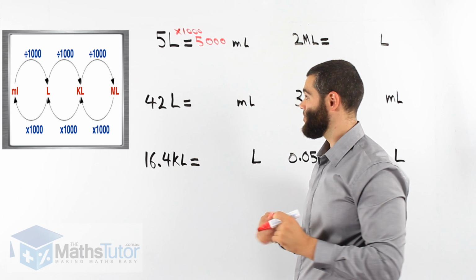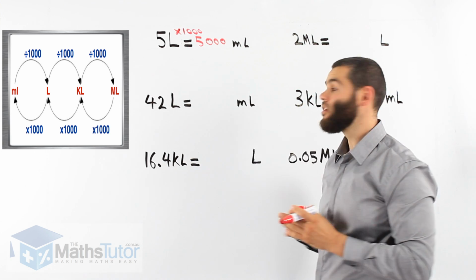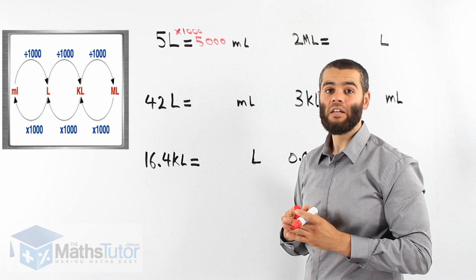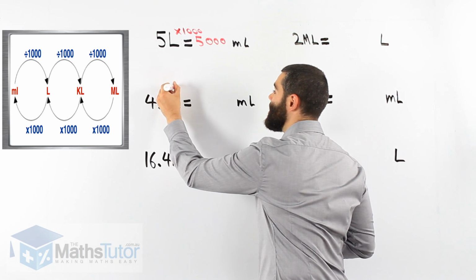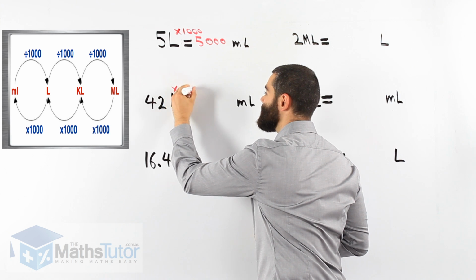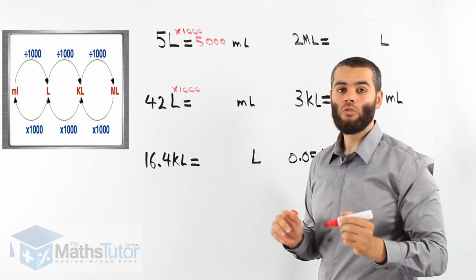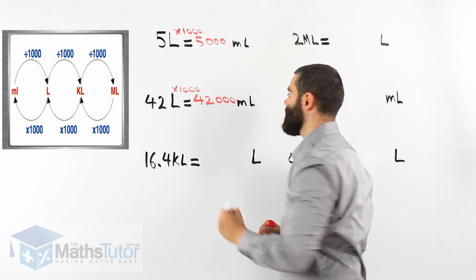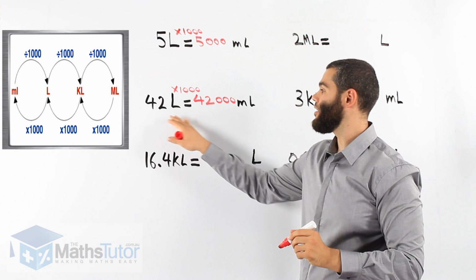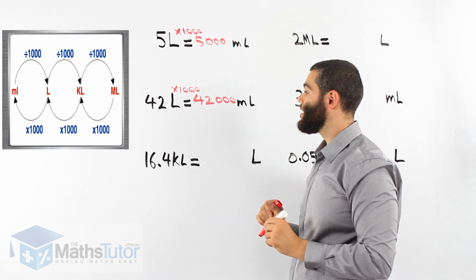It's that easy. 42 litres, we want to know how many millilitres that is. Again, we're going from litres to millilitres. We want to times by 1,000. 42 times 1,000, 42,000 millilitres there are in 42 litres.